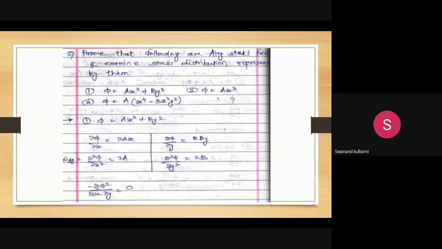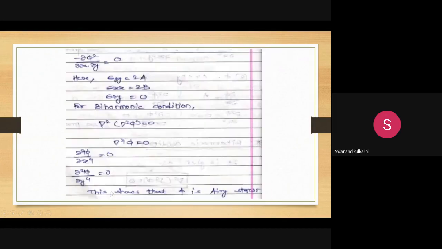Dou square phi upon dou x dou y is already 0 here. That means dou raised to 4 phi by dou x2 dou y2 will also definitely be equal to 0, and that's why del raised to 4 phi is equal to 0. This condition, the biharmonic condition, has been achieved, and this shows that phi is the Airy stress function. We can say the function phi is an Airy stress function because our condition of del raised to 4 phi equal to 0 is validated here.